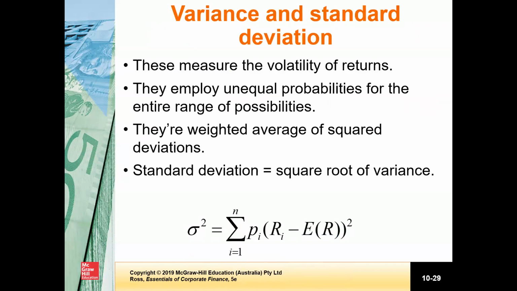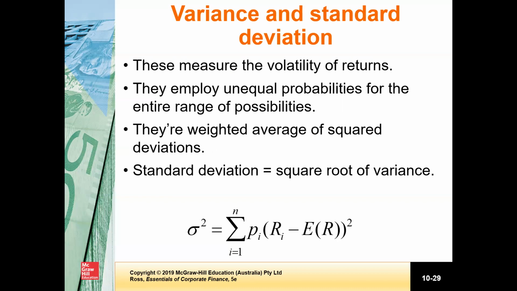Now, how do we calculate variance or a standard deviation? To calculate the variance of the returns on our two shares that we have seen in the previous slide, what we do is we first determine the squared deviations from the expected return, and we then multiply each possible squared deviation by its probability. We add them up and we get the variance.